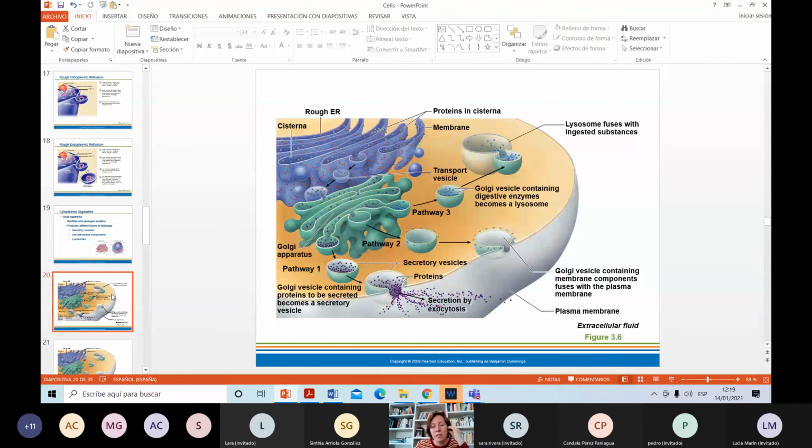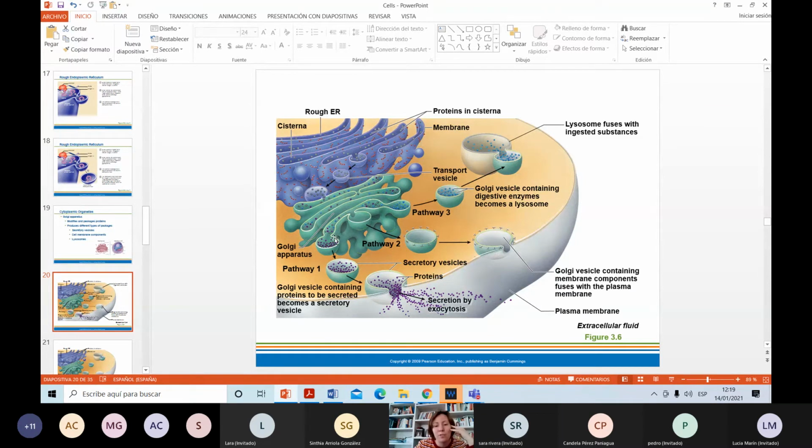So that's what you've got here. What's the color of the Golgi apparatus in this picture? Blue. This one is the Golgi apparatus.